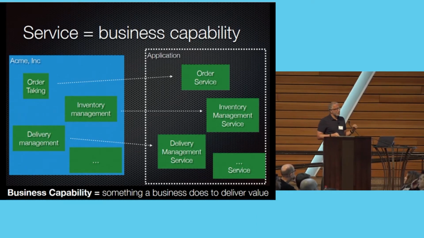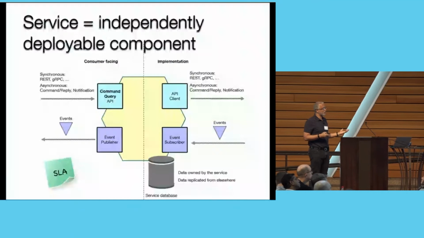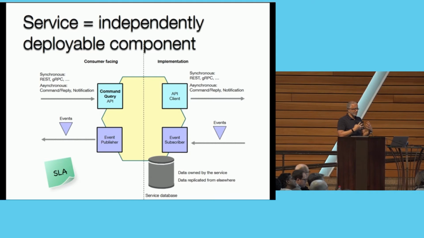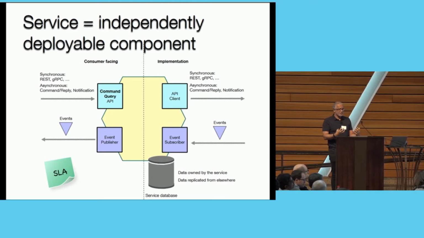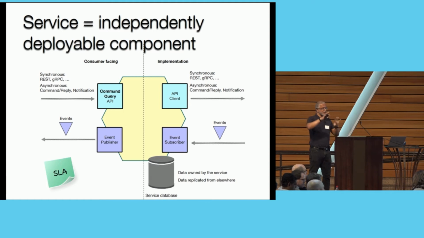Then, what is a service? It really is an independently deployable component, and obviously it's implementing some business rules in general. Each service actually has its own database. That's important from a loose coupling perspective, and I'll talk about that more in a minute. And in terms of how it interacts with the rest of the system, there are two halves to the service: the consumer-facing part, and the implementation part.